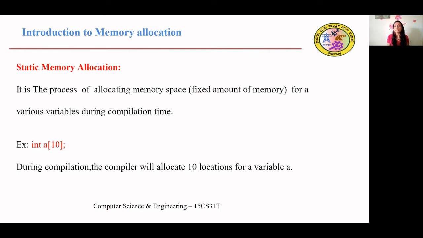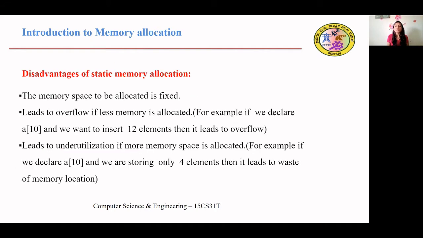Now let us see some of the disadvantages of static memory allocation. One thing is memory will be fixed. If you declare A of 10, the maximum memory you will get is 10 spaces. If you use 5 spaces, what will happen? 5 will go waste. If you have declared the array for 10 and you want 12, then you cannot do it, because only 10 spaces are available.